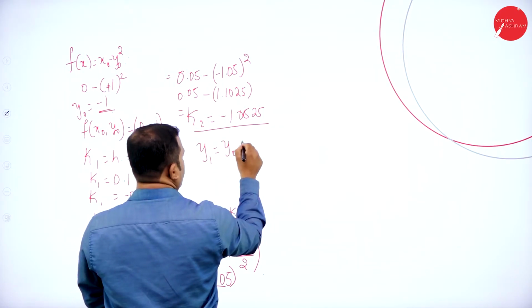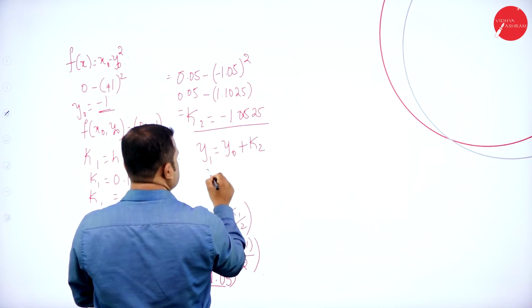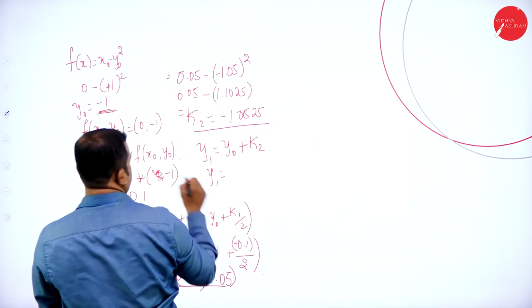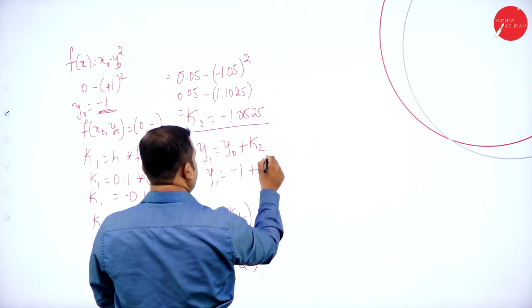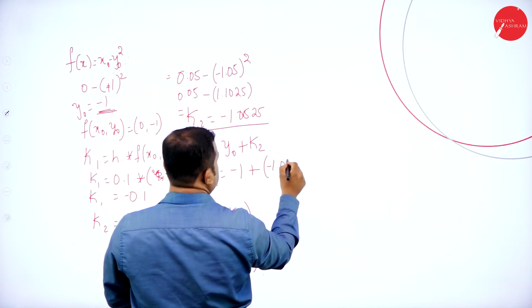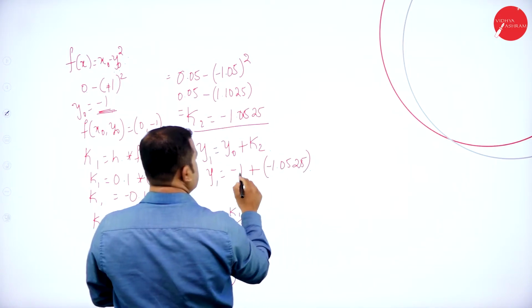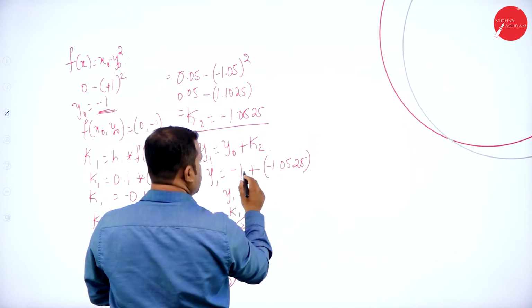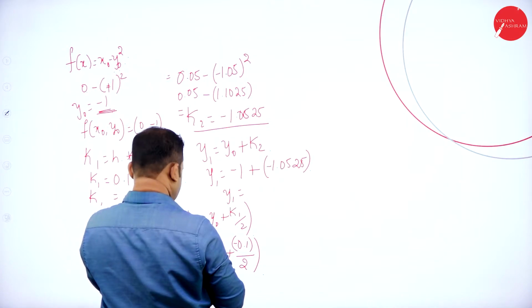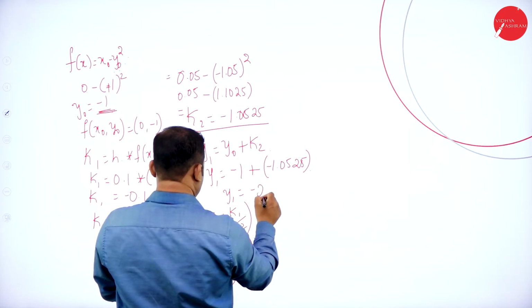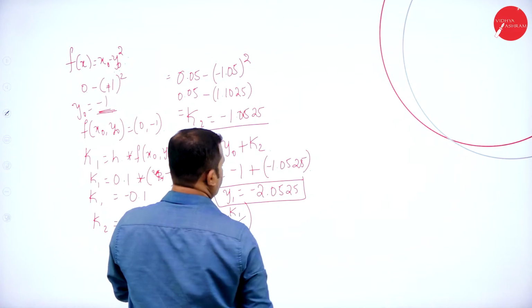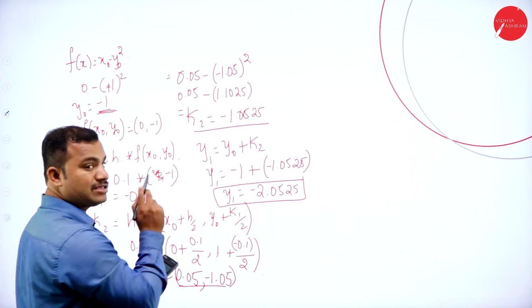y1 equal to y0 plus K2. If that is the case, y1 is equal to what? What is the value of y0? That is equal to minus 1. Minus 1 plus of K2 means minus 1.0525. That means plus of minus, this becomes minus. That means y1 is equal to minus 1.0525, which is equal to minus 2.0525. This is the value of y1 for that equation, x minus y square.